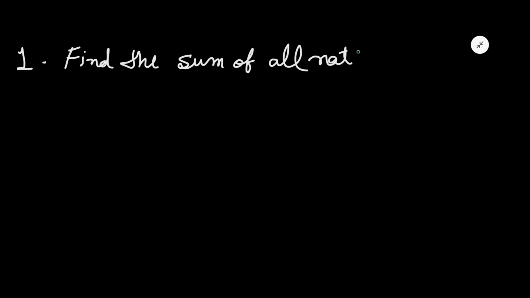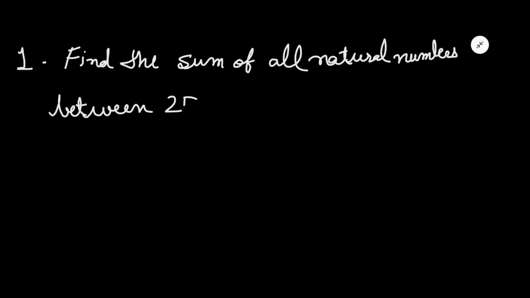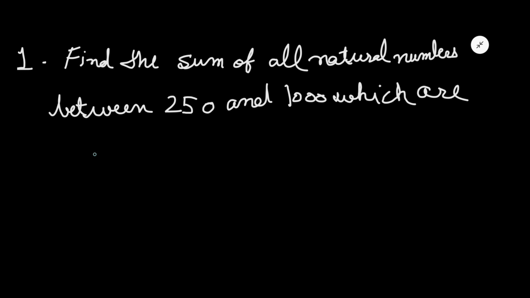In this video, we will do some more examples of arithmetic progression. So the first example is: find the sum of all natural numbers between 250 and 1000, which are exactly divisible by 3.